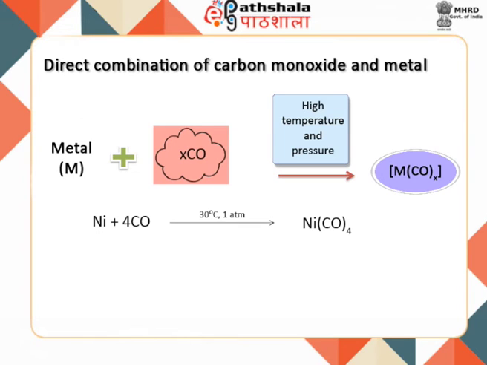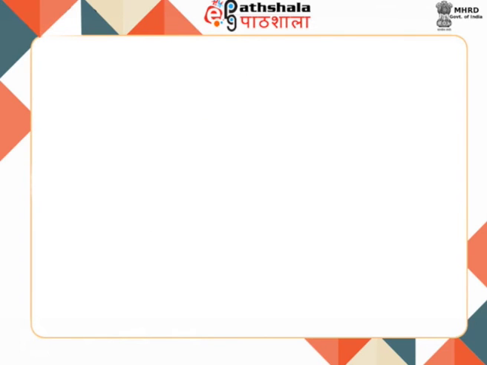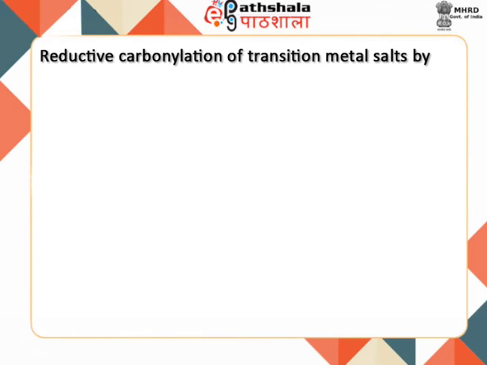The reaction between finely divided iron and carbon monoxide gas at an appreciable rate requires elevated temperatures and pressures. And in the second reaction, dicobalt octacarbonyl can also be prepared by the direct reaction of finely divided cobalt metal with carbon monoxide gas.